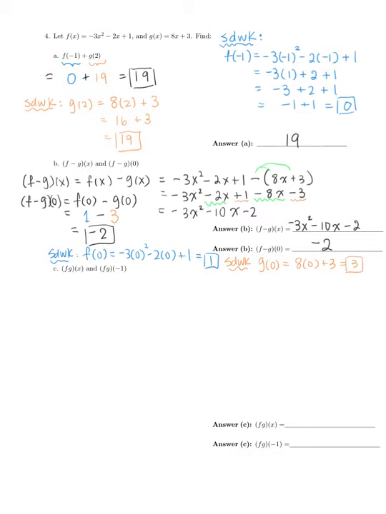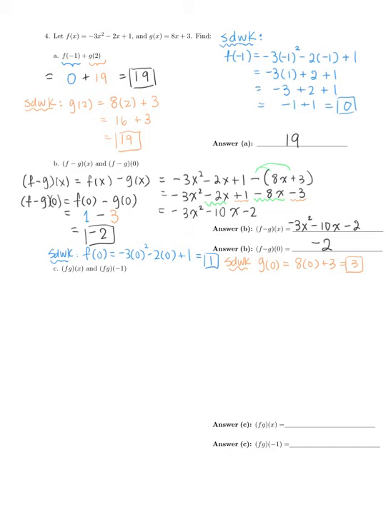So again, if you're 100% confident that you computed f minus g of x correctly, then just straight up plug in 0 in place of x, and you can see already that our answer is going to match up as negative 2. All right, let's look at the next one.